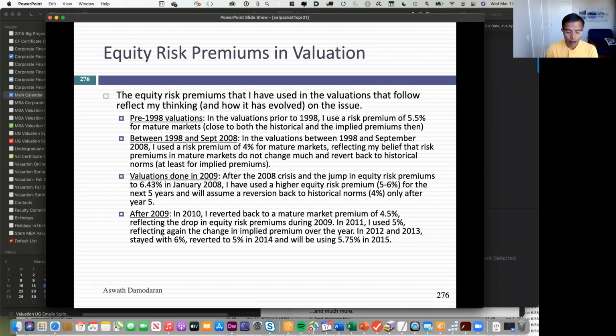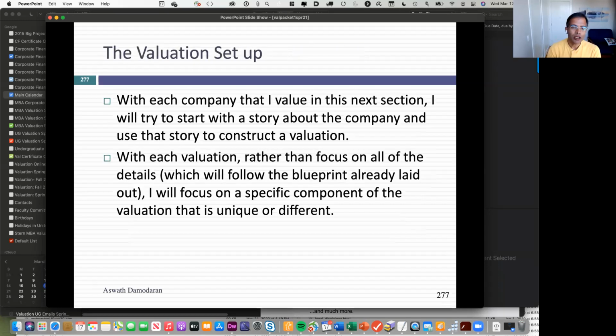And with each valuation I'm going to show you, I'm going to tell you my story for the company first. I'm going to try to stay true to that. And then you're going to see my valuation. And with each valuation, I'm going to focus on a part of the valuation that I think makes it different. Rather than go through every part, you're going to get tired of me going through free cash flow and cost of capital for every company if I'm doing the same thing. I'm going to focus on what I'm doing differently.